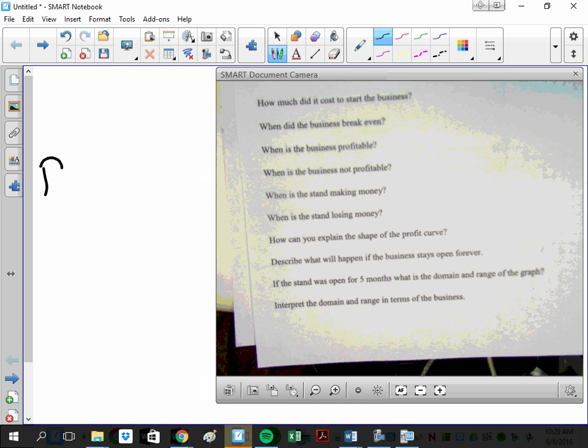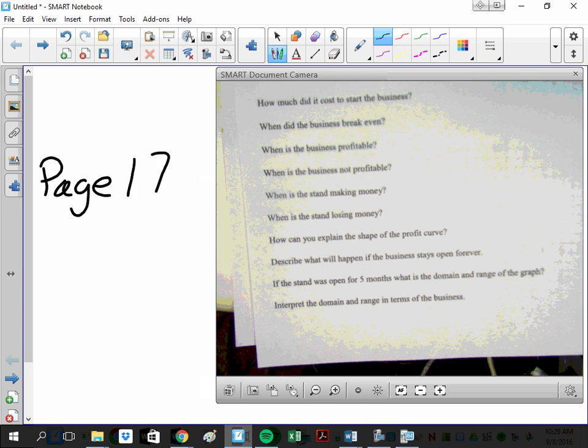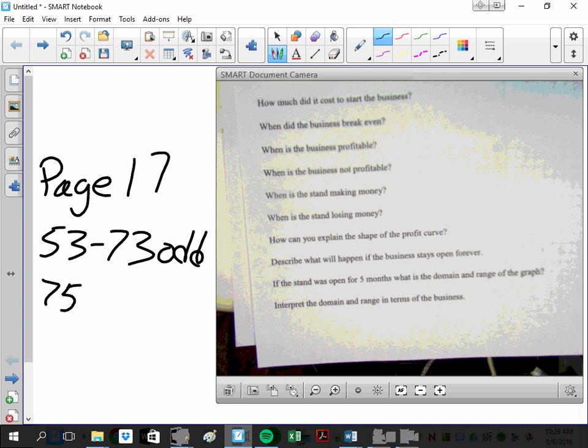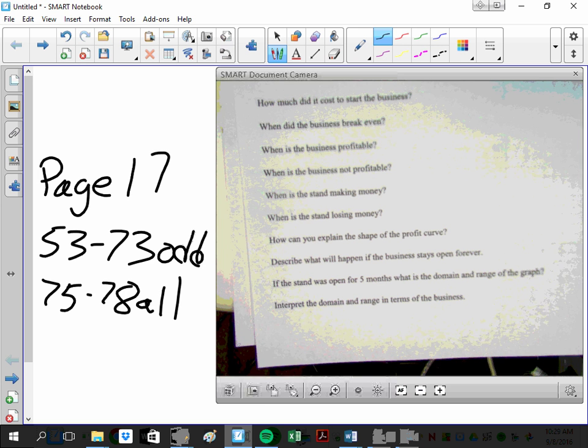Today's assignment, page 17, which is 53 to 73 odd. And then 75 through 78 all. Oh, sorry, 57. You're right. 57 to 73 odd, because 53 is not even on page 17. It's on page 16, not 17.